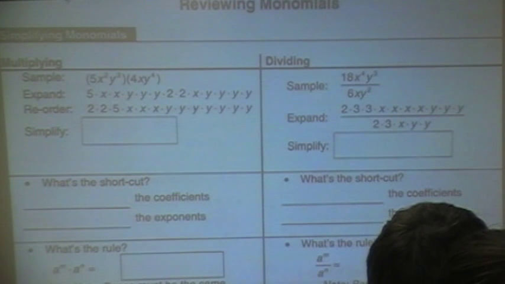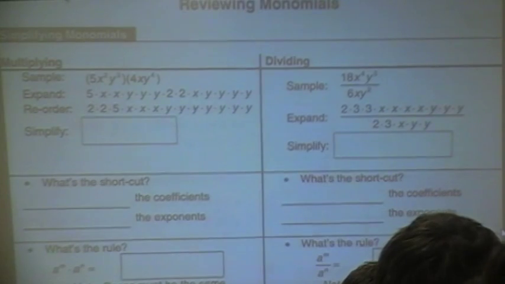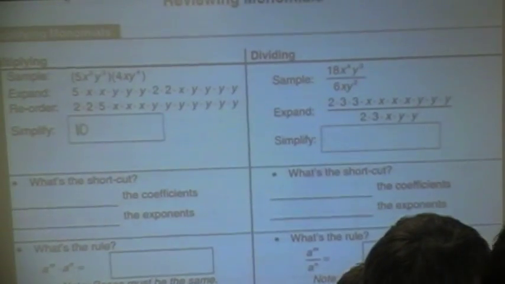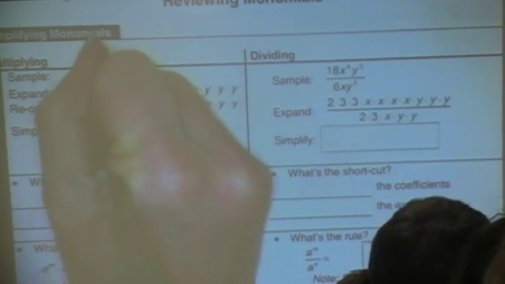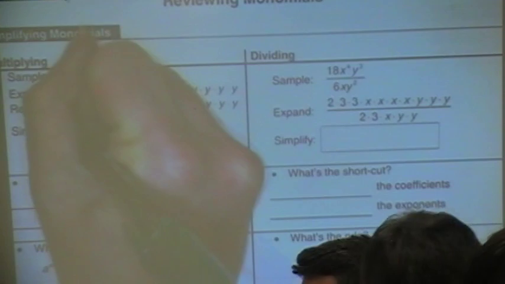Numbers with numbers, x's with x's, y's with y's. Still separated by little dots because that means multiplication. So when they do that, that gives me 2 times 2 times 5. So 2 times 2 times 4 times 5 is 10. And then I have x. Thank you, because I can't multiply. It's because they did that dumb factor.